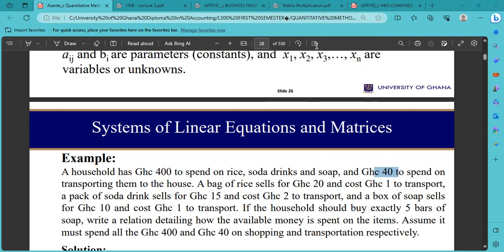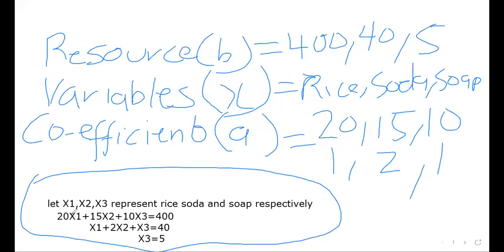That's what we are seeing here. So it costs 20 cedis to buy a rice here, right? And then it costs 1 cedi to transport the bag. And it also costs 15 cedis to buy a pack of soda, right? And it costs 2 cedis to transport it, right? And then it costs 10 cedis to buy a bar of soap here.